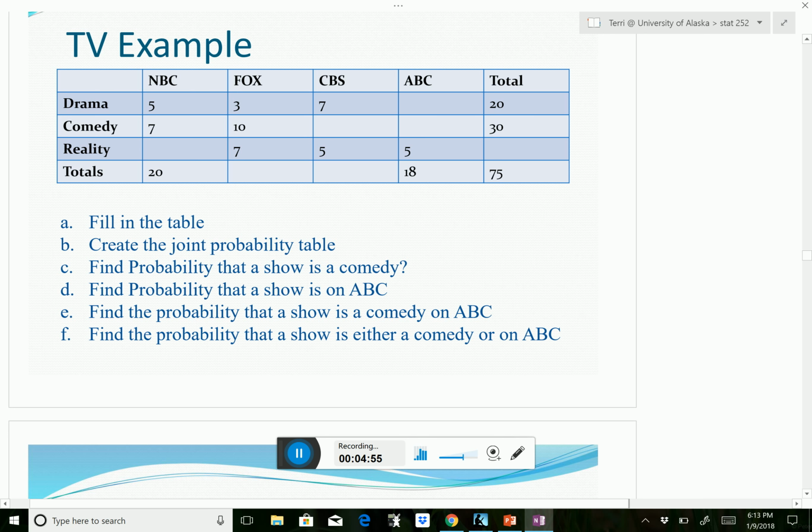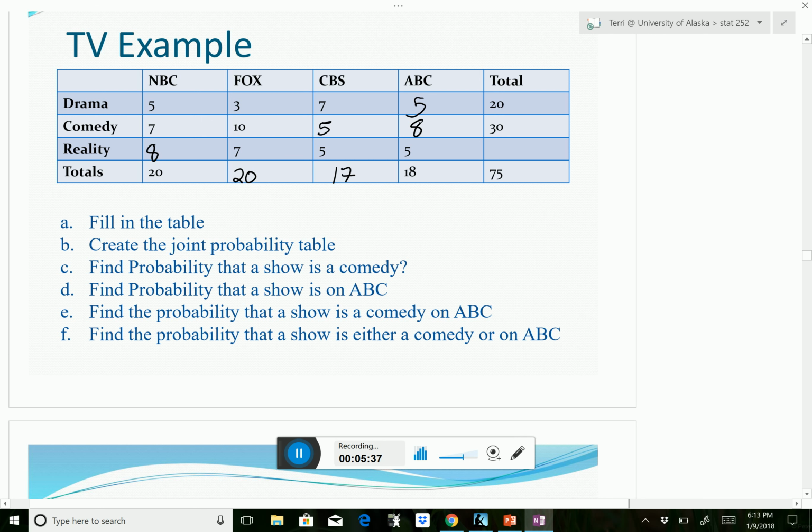So we can look at this. This is 15. So 20 minus 15, this has to be 5. And if we look at reality shows on NBC, that's missing, but 20 minus 12 is 8. Fox is missing the total, so that's 20. And now we see that ABC is missing the comedy, but we have 18 minus 10, which is 8. And now we see that CBS is missing comedy. So we have 30 minus 15 is 15, minus 10 is 5. And now we can find the total for the CBS shows, which is 17.